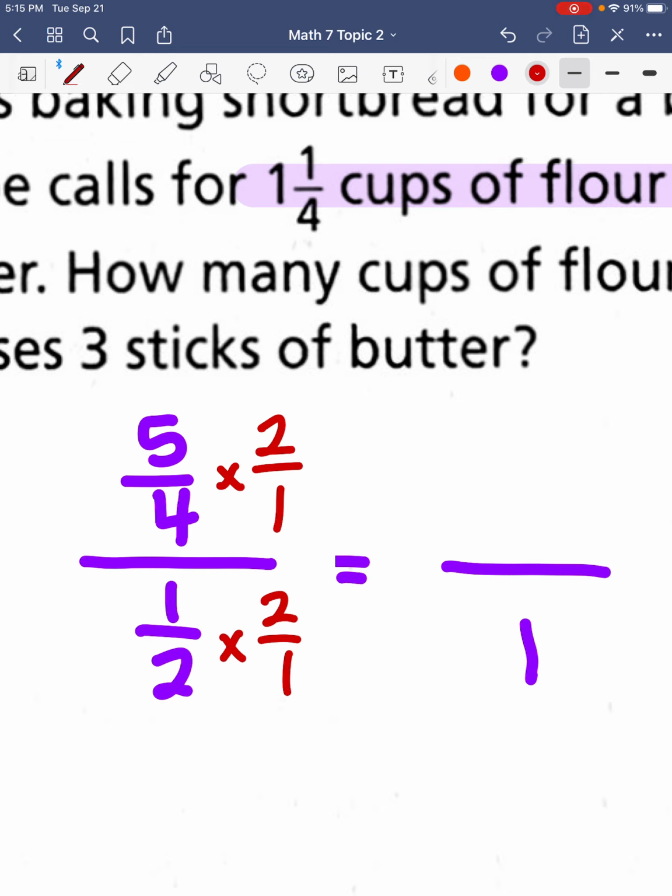And what I notice is I can reduce here. 5 and 1 don't reduce, but 4 and 2 definitely do. 2 goes into both of those. 2 goes into 4 2 times. 2 goes into 2 1 time. So when I multiply across, I'm going to have 5/2. So we have 5/2 cups of flour for every 1 stick of butter, right?